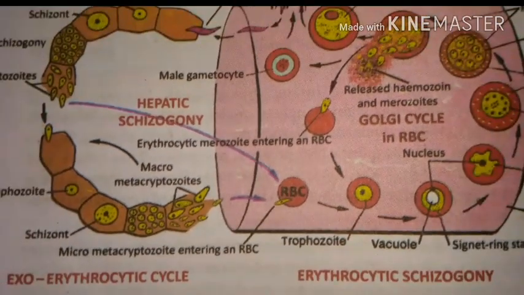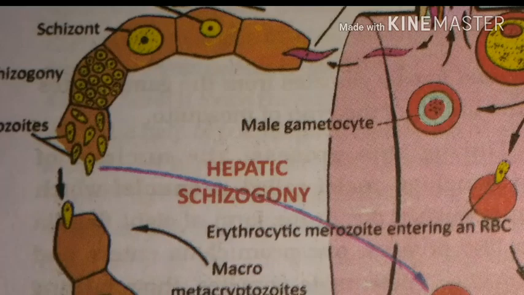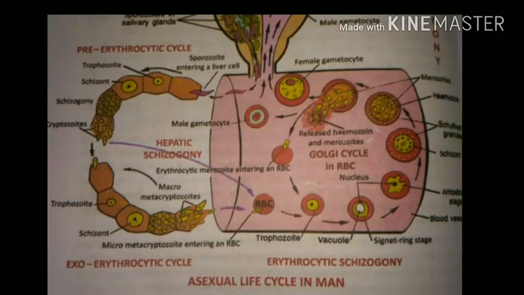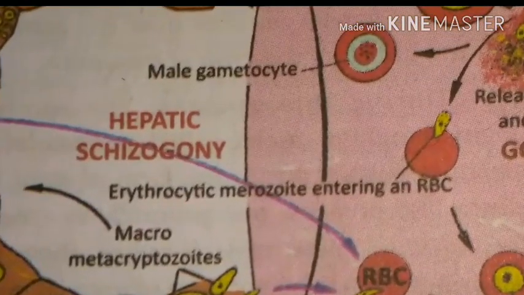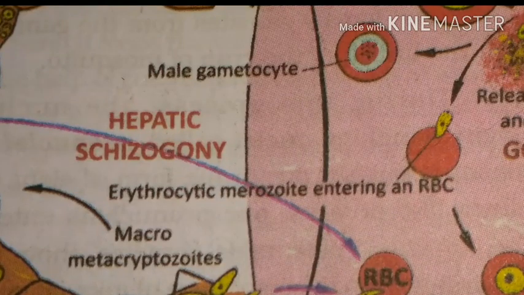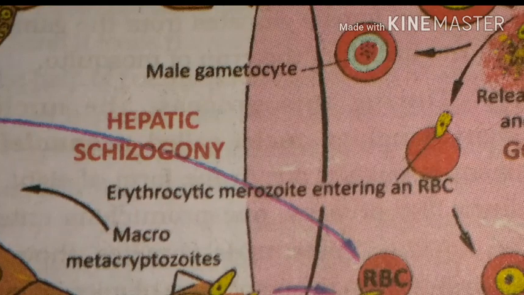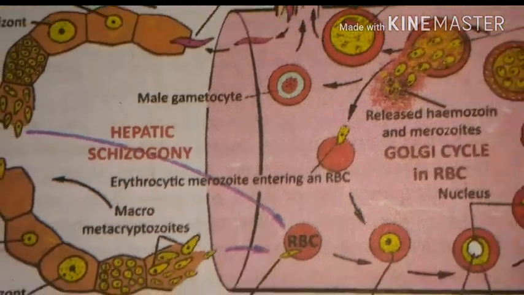Pre-patent period. The time interval between the first entry of Plasmodium into the blood in the form of sporozoites, and the second entry of Plasmodium into the blood in the form of cryptozoites, is called the pre-patent period. It lasts approximately 8 days.